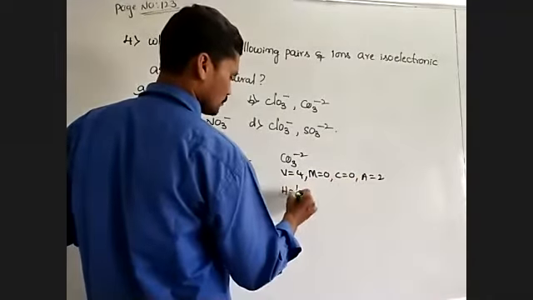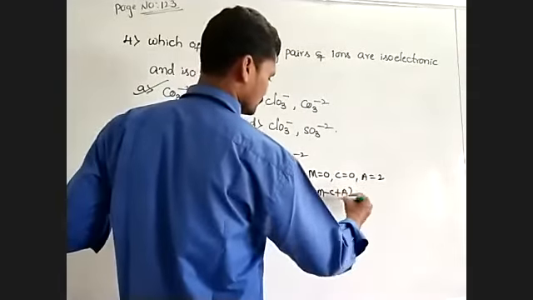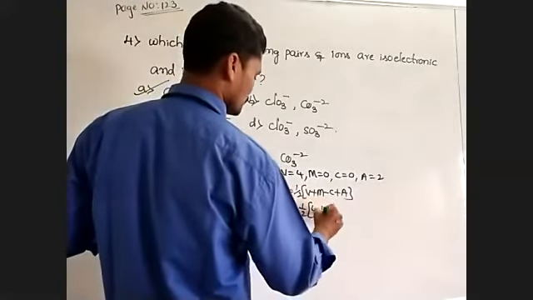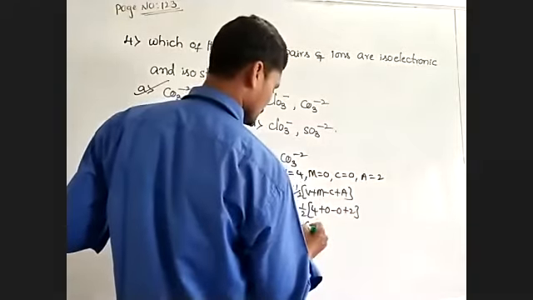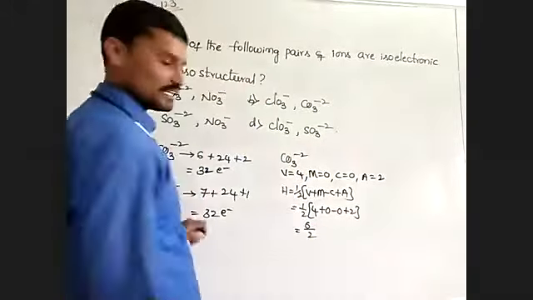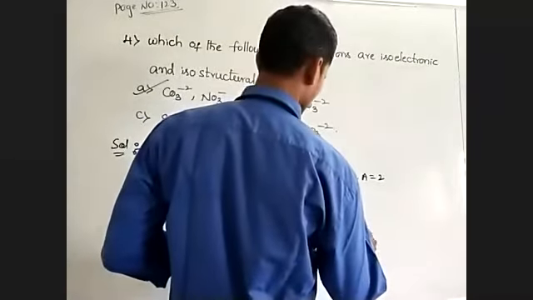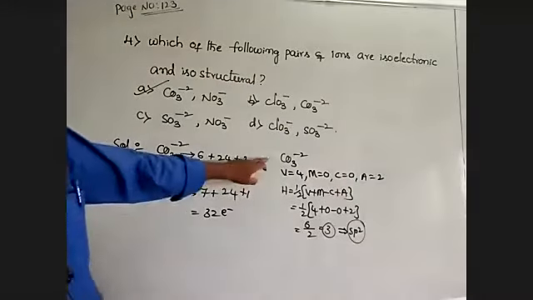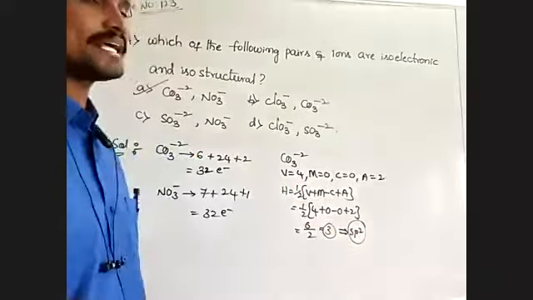The formula is H equals half of V plus M minus C plus A. So half of 4 plus 0 minus 0 plus 2 is 4 plus 2, that is 6, and 6 by 2 is 3. The H value is 3, so it undergoes sp2 hybridization. In the carbonate ion, carbon undergoes sp2 hybridization.